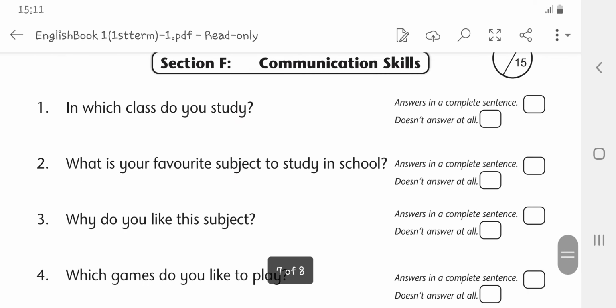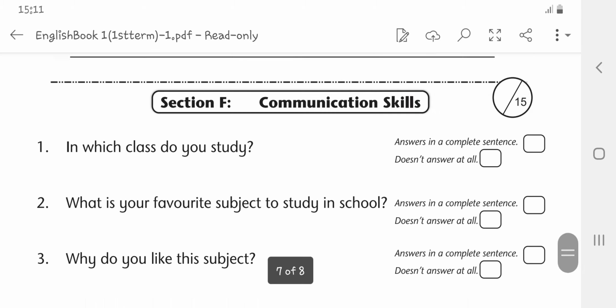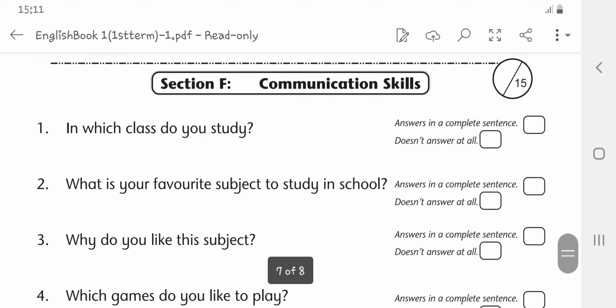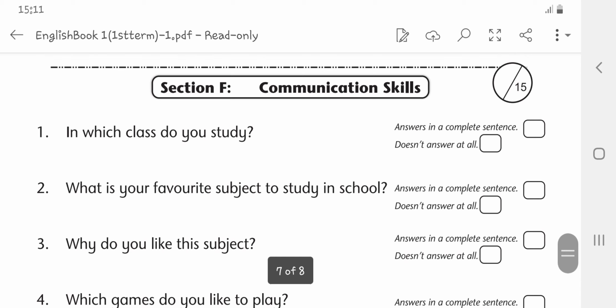Communication skills is a basic part of learning any language, and we work on the student's spoken language. So part F is about communication skills. Total marks are 15 and there are 5 parts. In which class do you study? And there are 2 options. You have to tick the correct option. Answers in complete sentence or does not answer at all.